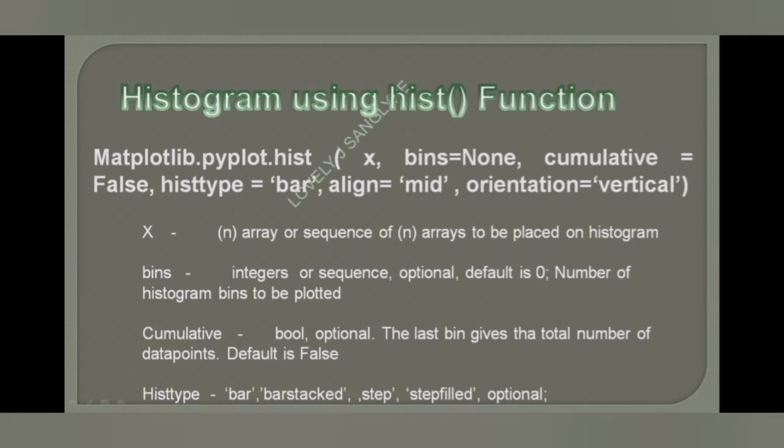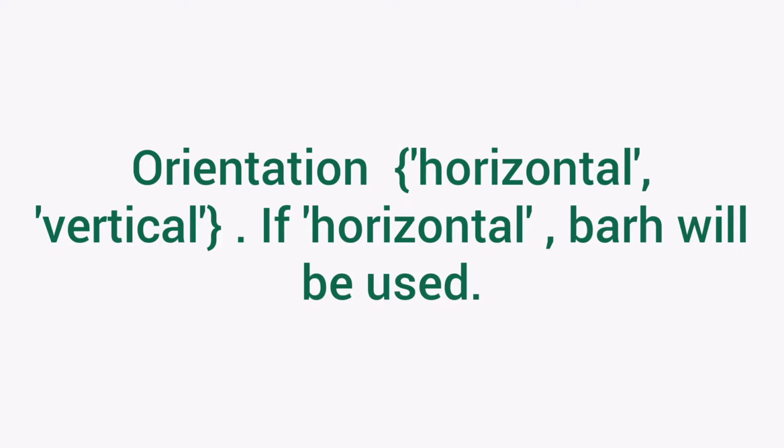Cumulative is of Boolean type and it is optional. If true, then a histogram is computed where each bin gives the counts in that bin plus all the bins for smaller values. The last bin gives the total number of data points and the default is false. Histtype can be bar, barstacked, step, or stepfilled, and it is optional. Next is orientation. It can be horizontal or vertical and it is optional. If horizontal, then barh will be used for bar type histograms.